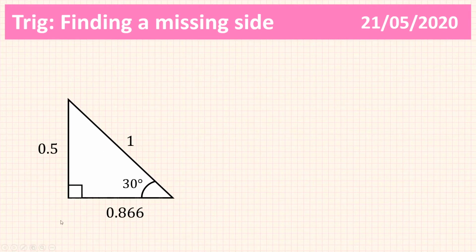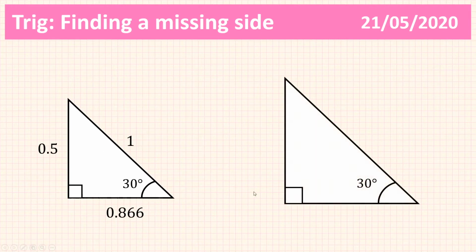So this is our first triangle that we've got here. This is our second triangle that we've got. What's happened from first triangle to second triangle? If we look, we are given the hypotenuse of both. What's happened between the first triangle and the second triangle? Pause the video and have a think.